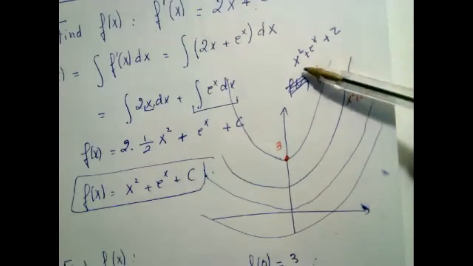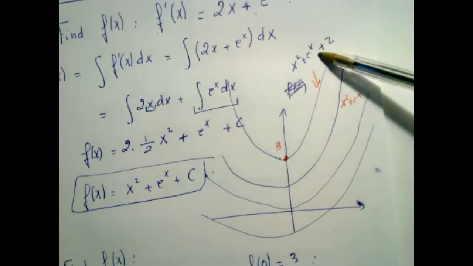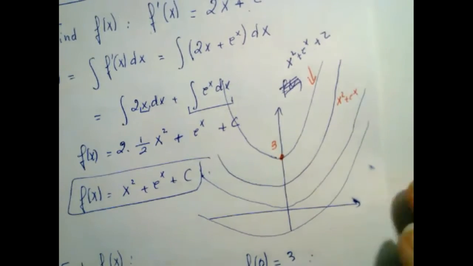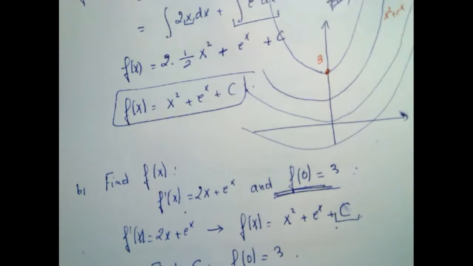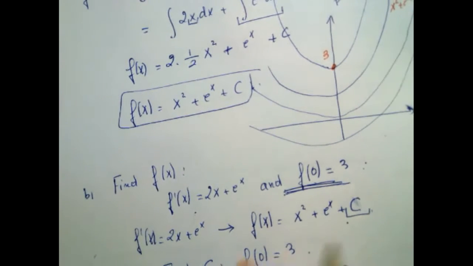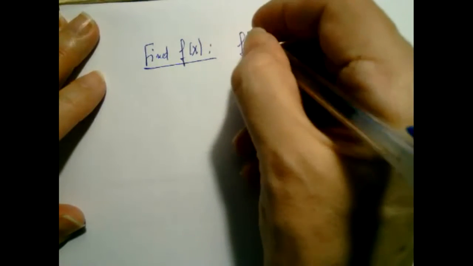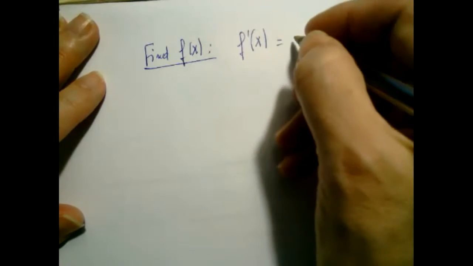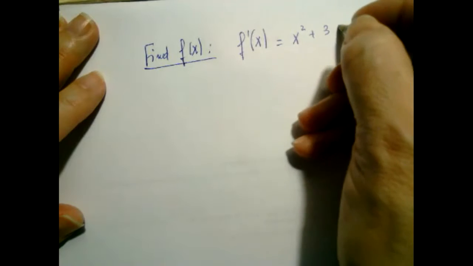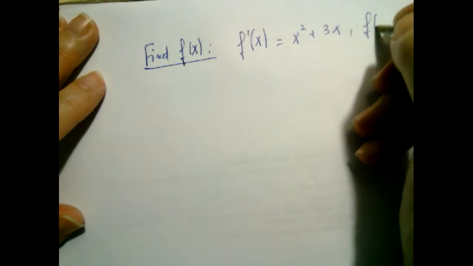That's the one that will satisfy this condition. At 0, I will have 0. e to the 0 is 1. Plus 2, it takes the value 3. All right. So those problems are actually fairly simple in nature. So we're going to do another simple one. So now find f such that, I'm just going to pick something, f prime of x equals, let us say, x squared plus 3x, and f of 1 equal to 2.